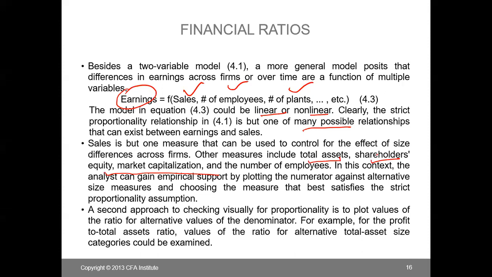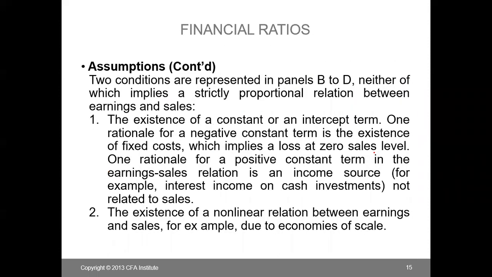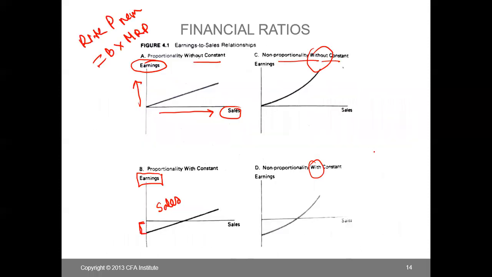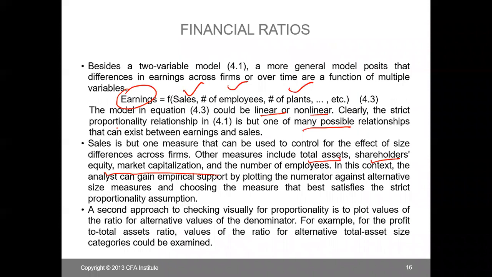You need to either make a scatter plot or make a trend analysis, and check how these two variables are moving. And if you see that they are moving in a trend line, they have a very close relationship. Though it's not strictly proportional, they are close to strict proportionality. In that case, you can use that denominator for the financial ratios.